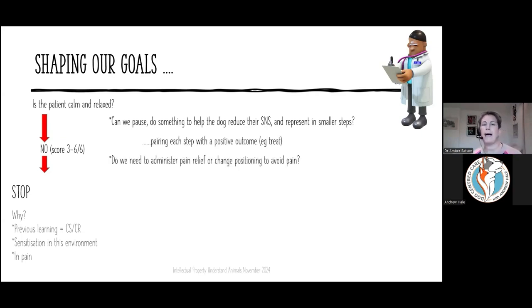And where possible, pair each step with a positive outcome. It might be a lick of something tasty. It might be a scratch on somewhere that we know they actually enjoy being touched. It might be a little bit more interaction with their human caregiver.